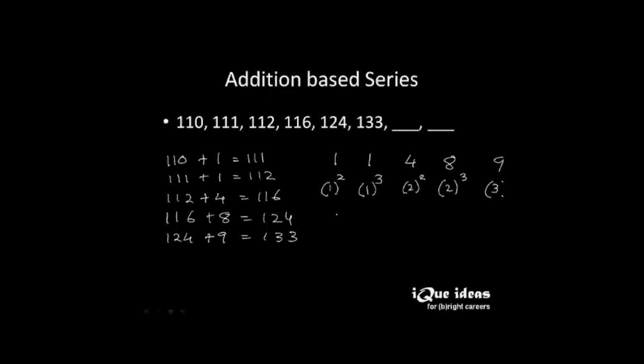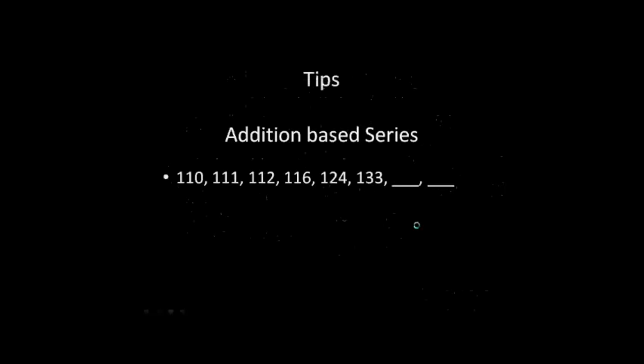So following the same logic, I should be adding the cube of 3, that is 27, to 133 to get 160 as the next number. And after that, following the same logic, if I add the square of 4, which is 16, to 160, I get 176 as the last number.